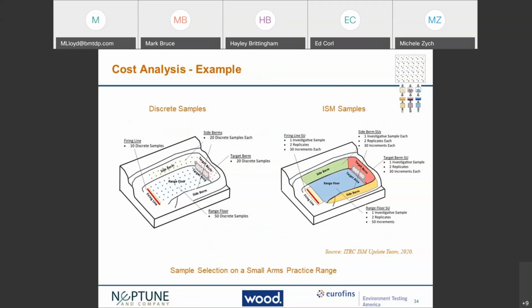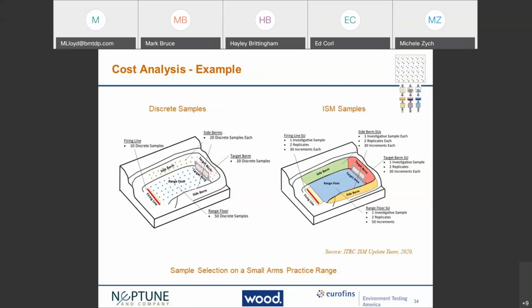All right, here's a cost example scenario that I'd like to present to you. It was for a small arms range, and here's 2 sketches of both the selection of discrete samples and ISM samples. Now, obviously, this is up to your sampling team, so it's professional judgment. But if you're looking at a certain large area to adequately delineate or to assess if there is contamination on a site, you're going to probably want to spread out a number of discrete samples over the range floor and side berms, firing line, and the target berm.